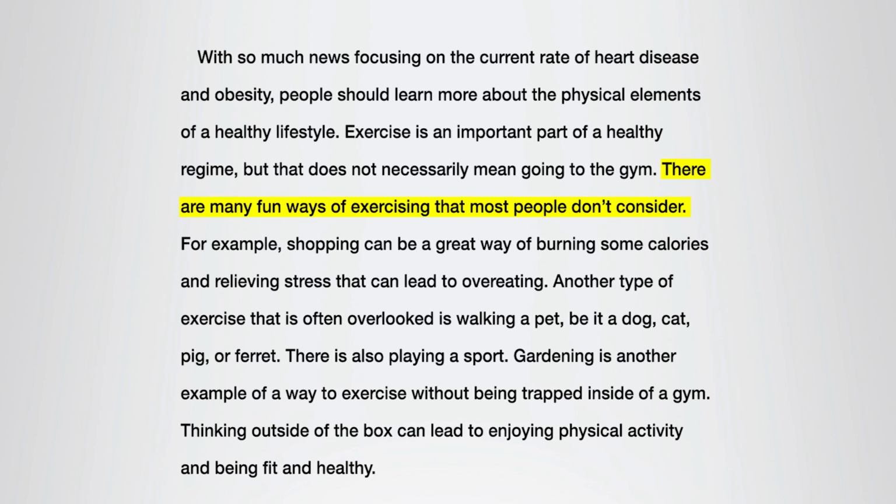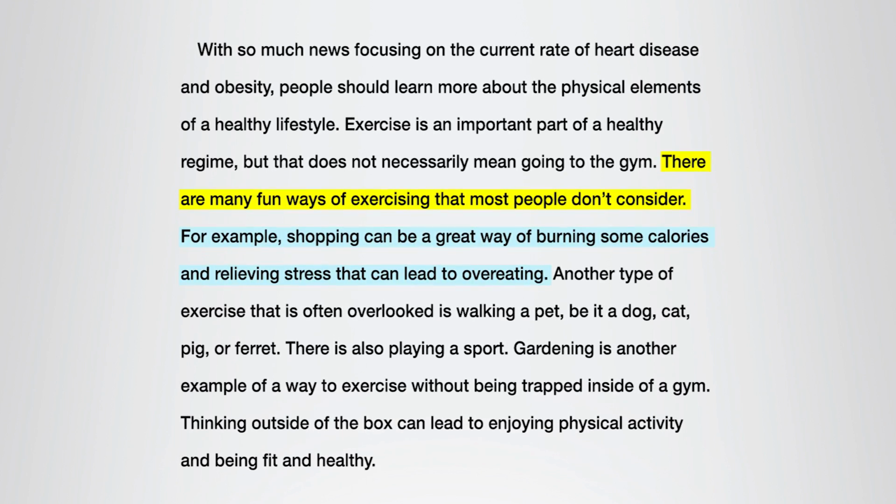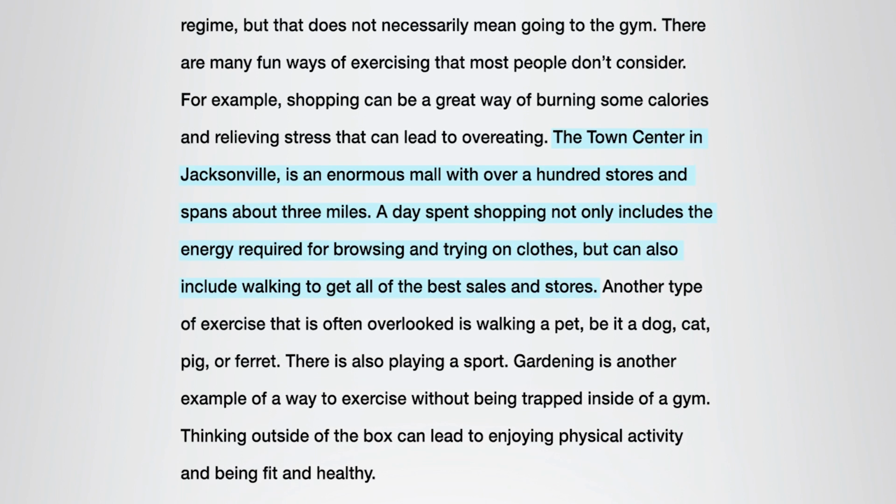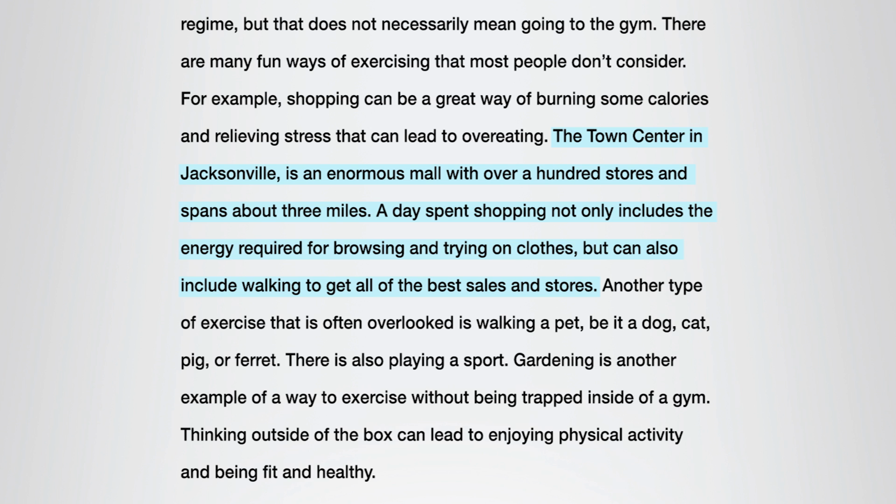Instead of explaining how shopping can be a form of exercise, the writer moves immediately on to another example. Then, the writer also fails to explain how the second, third, and fourth examples illustrate the writer's point. In this passage, however, we can see where the writer added supporting details to better explain how the example supports the point that there are many fun ways of exercising that most people don't consider.